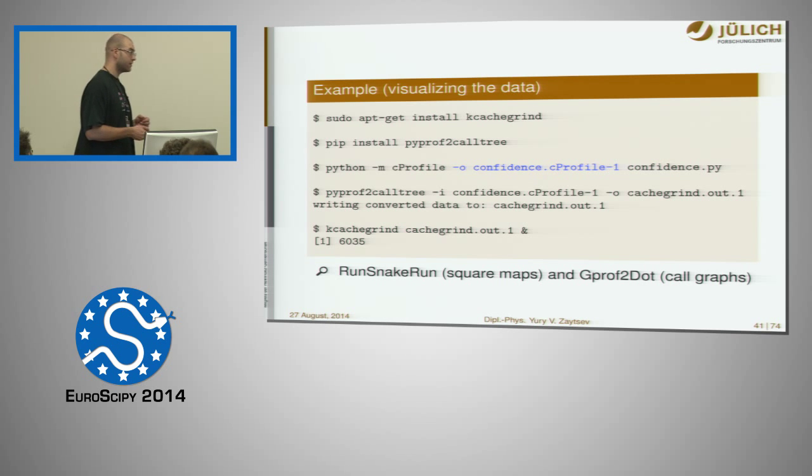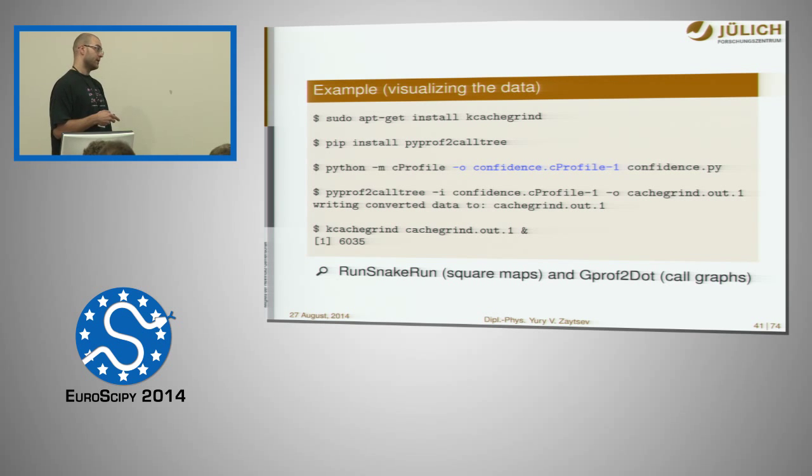Okay, one other comment that I wanted to make is that you can get the same using a program called RunSnakeRun that also plots square maps. It can plot them directly from cProfile data, which is nice, but it's a little bit of a pain to install because it depends on wxWidgets. And KCachegrind is usually available in your package repositories. So even though it needs a converter, I prefer it to the other one because then good luck installing it in a virtualenv or something like that.